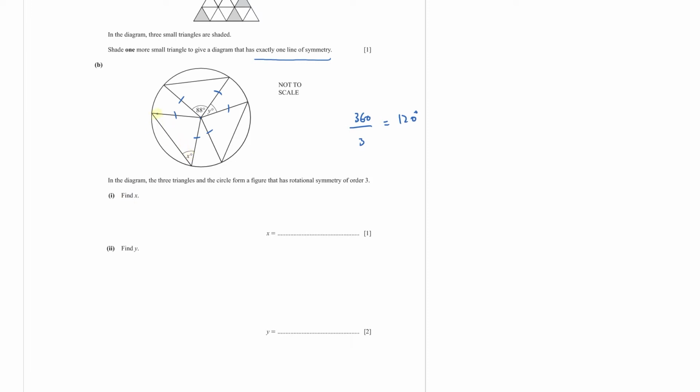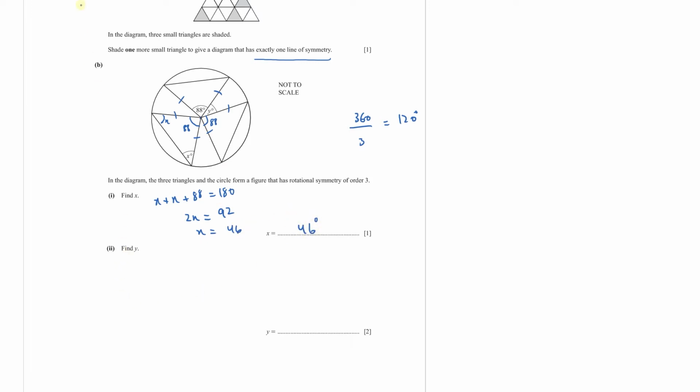So if this is x degrees, this will be x as well. And since all these 3 triangles are congruent, this angle is 88. So this angle is 88 as well. And then this angle is 88 as well. So you can sum up the 3 angles of this triangle. x plus x plus 88 equals 180. 2x will be equal to 180 minus 88, you will get 92. And then x will be 46. So x is 46 degrees.